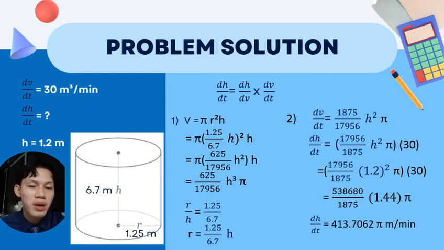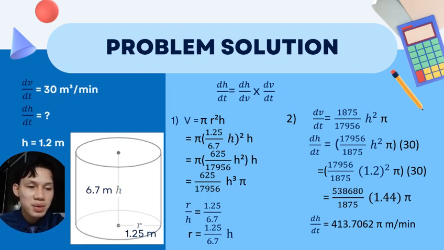Before we enter this equation, we need to invert the formula, which is dV over dt. We need to transform it into dH over dV. So we get 17,956 over 1,875 H squared pi, and we need to multiply the equation by 30, which is the rate of the oil.